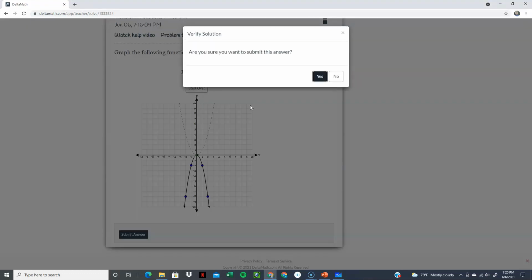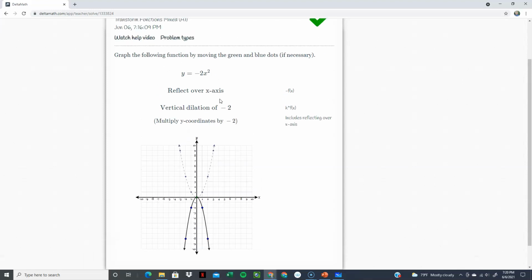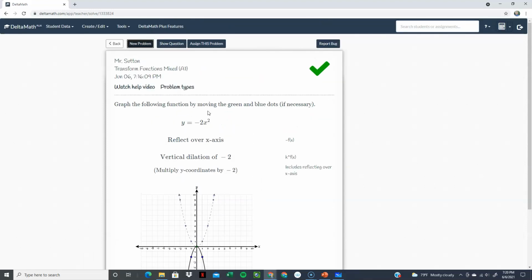So let's go ahead and split that. See, it says multiply y coordinates by -2. So we have a vertical dilation of -2.